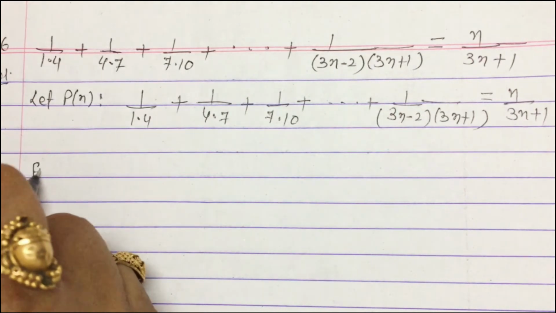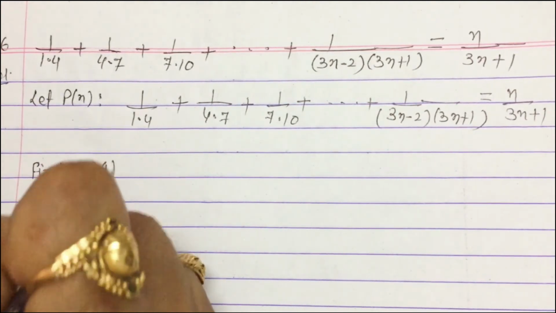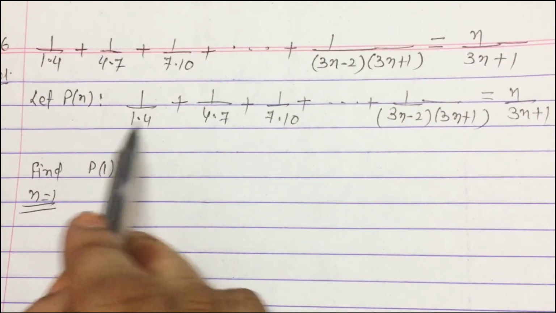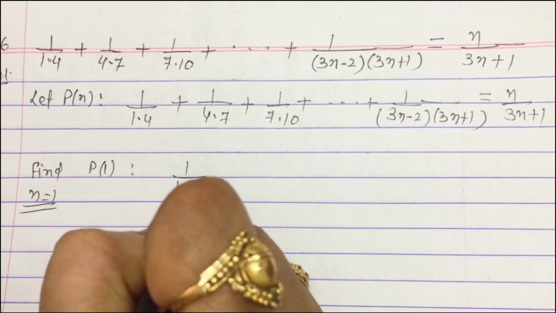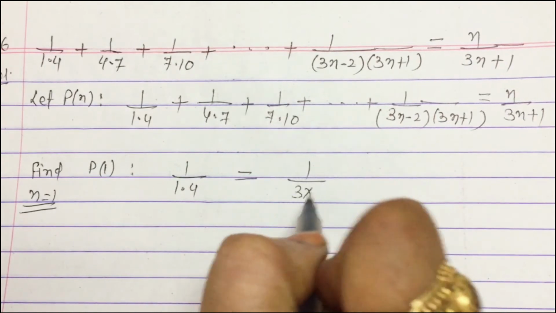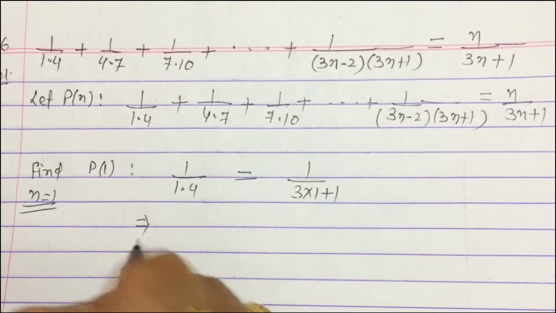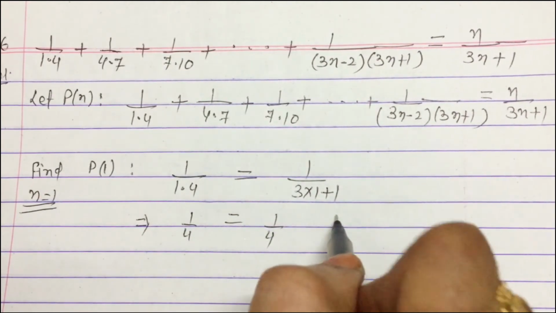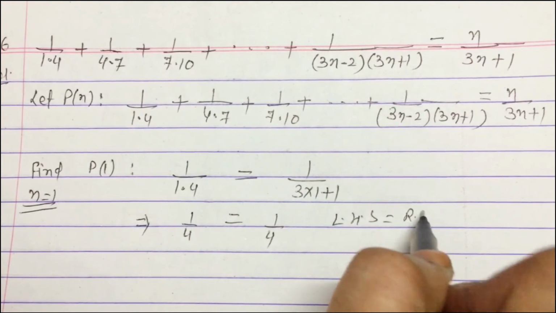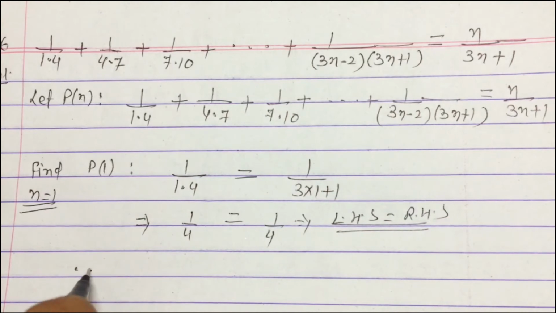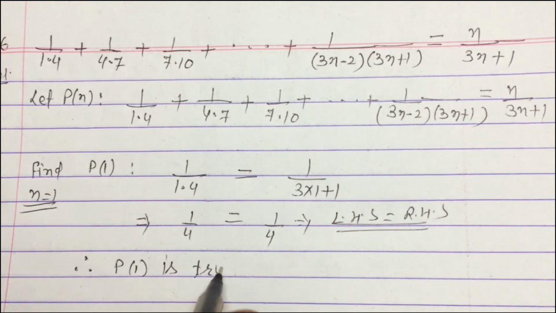Now we have to find P1. Okay, for this put n is equal to 1. So here it is 1 by 1 into 4, and on RHS it is 1 by 3 into 1 plus 1. Okay, so here it is 1 by 4, and here also 1 by 4. You see that LHS is equal to RHS by putting n is equal to 1. Okay, so we can write here that P1 is true.